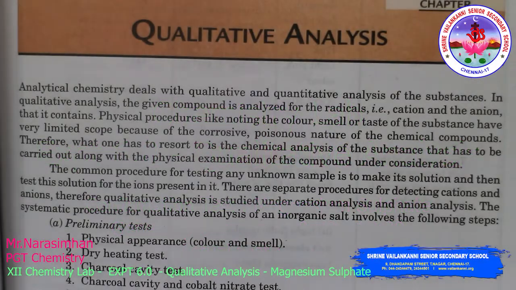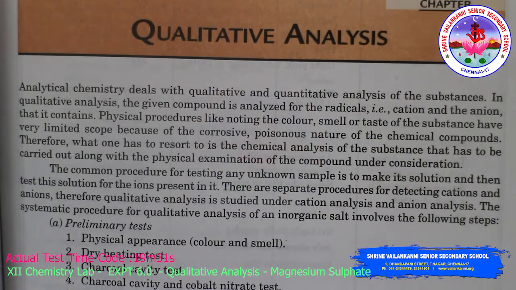Hi students, last class we discussed the quantitative analysis, that is, the volumetric or titrimetric experiment we did. Now the qualitative analysis. What is qualitative analysis? Analytical chemistry deals with the qualitative and the quantitative analysis of a substance. So in qualitative analysis, the given compound is analyzed for its radicals.